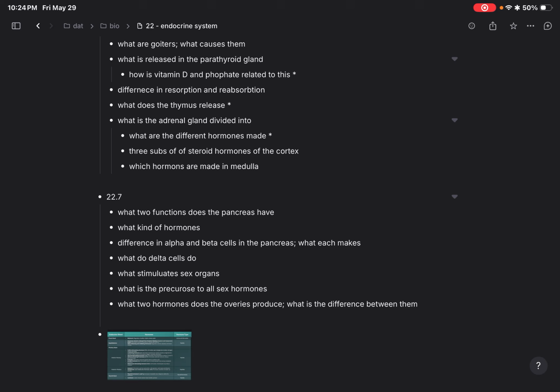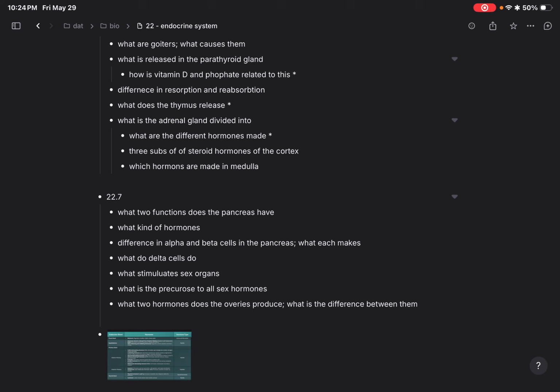No, I was wrong. Glucocorticoids are not. Okay, so I was completely wrong. There are steroid hormones, and there are 3 subs. The 3 subs: there's one called glucocorticoids, another called mineralocorticoids, and the third being cortical androgens. So that is what the 3 subs of the steroid hormone are.